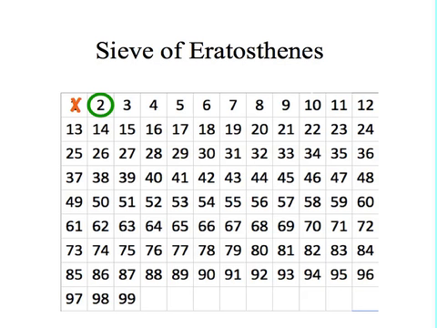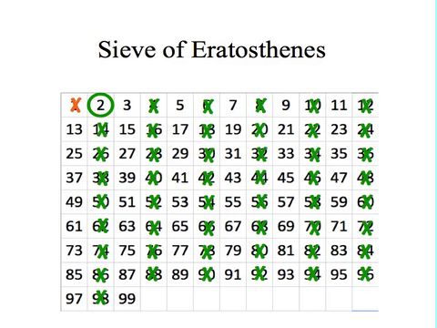Then we look at the number 2. We know that it's prime. And then we realize that all other even numbers are not prime, and because of the way we've arranged the numbers, the even numbers are all in columns, so we cross those even numbered columns off.